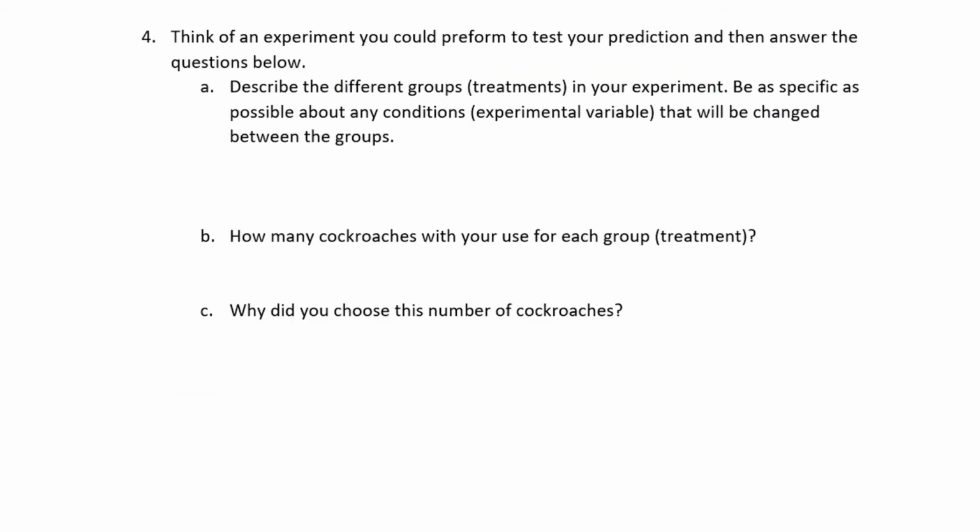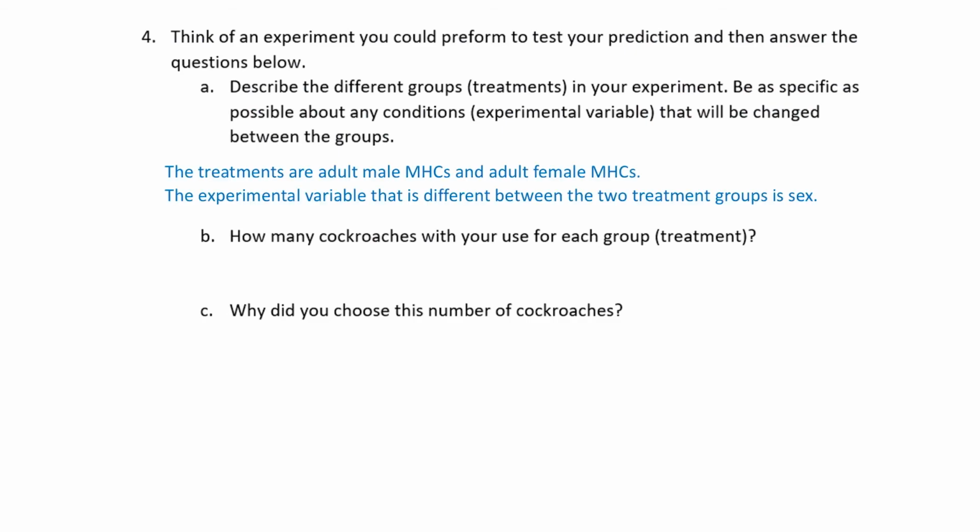So number 4, describe the different groups or treatments in your experiment. Be as specific as possible about any conditions or experimental variable that will be changed between the groups. So the treatments are going to be adult male MHCs and adult female MHCs. Your experimental variable, the difference between the two treatments, is going to be sex, okay?